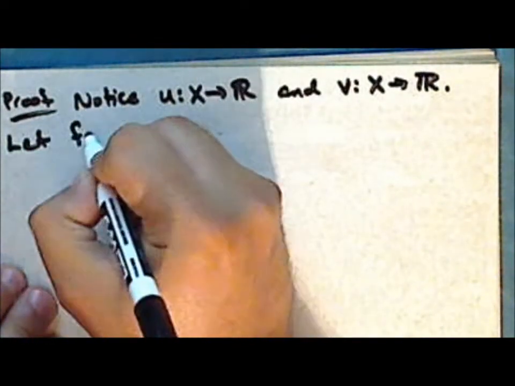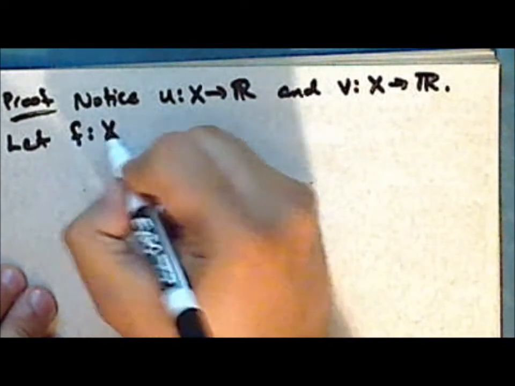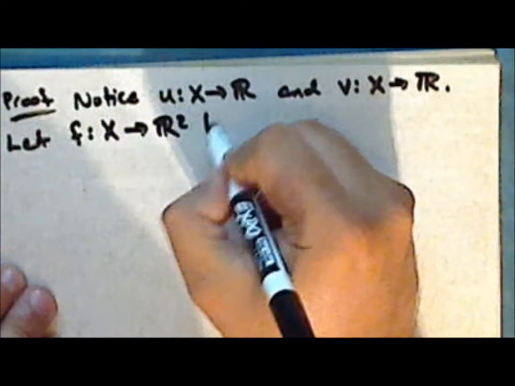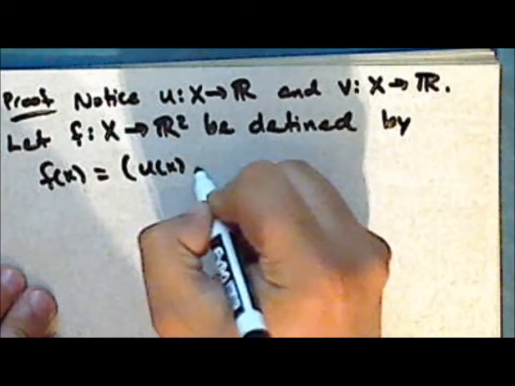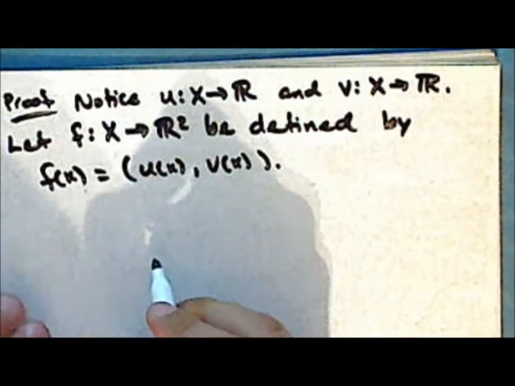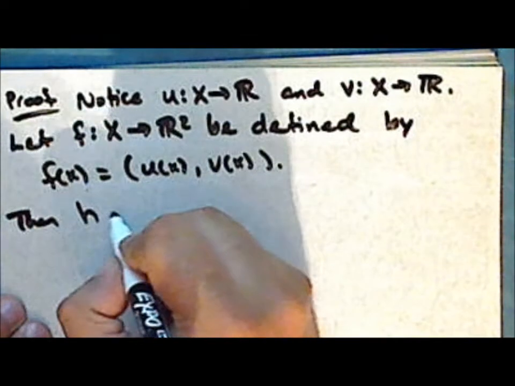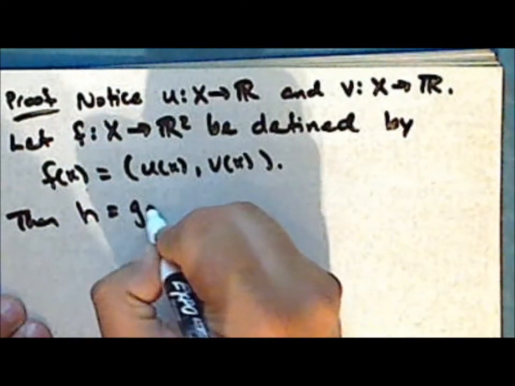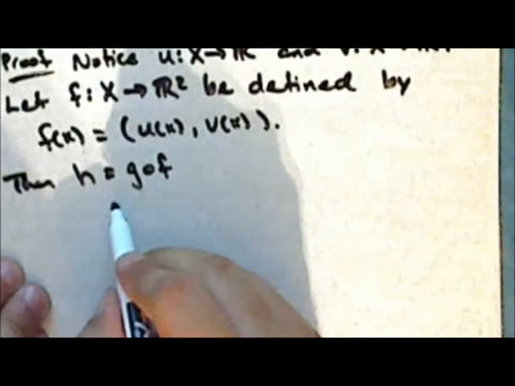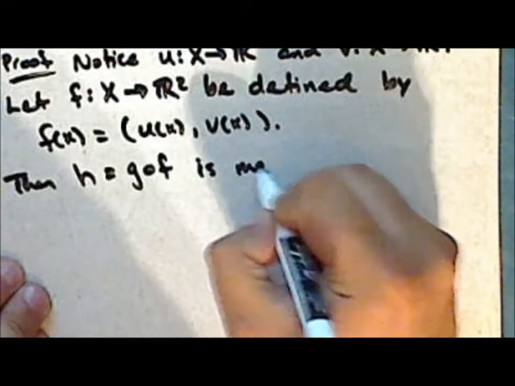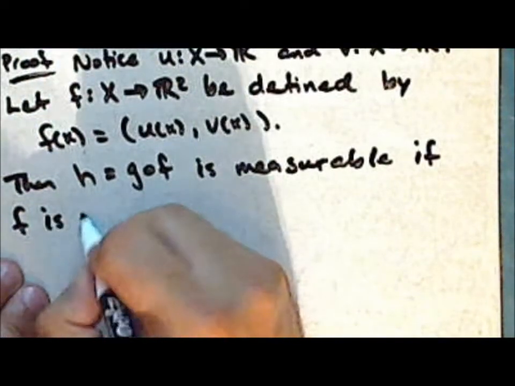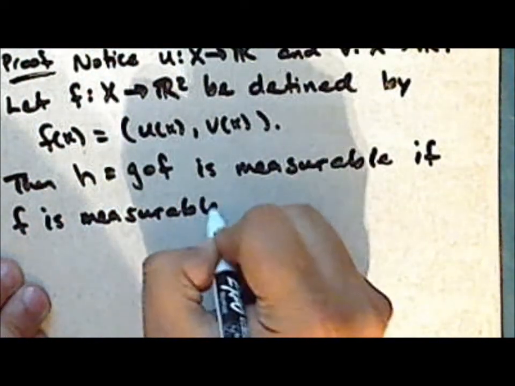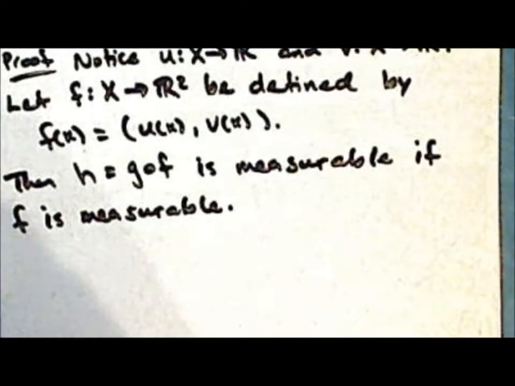Now let the function f be a map from the measurable space X into the real plane, and let it be defined by f of X is the ordered pair U of X, V of X. Then the function H is the composition of G with F, and this composition by the previous theorem is measurable if the function f is measurable. So it remains to show that the function f is measurable.